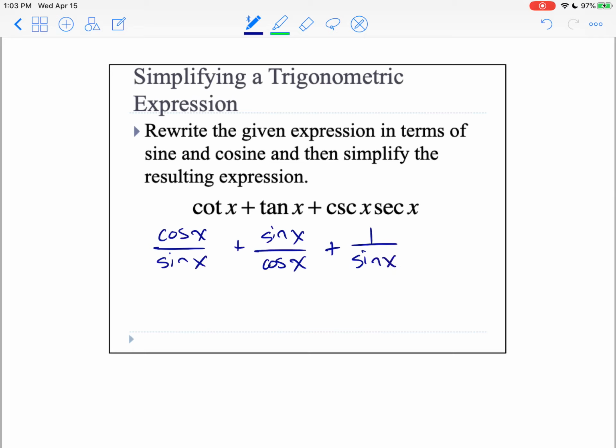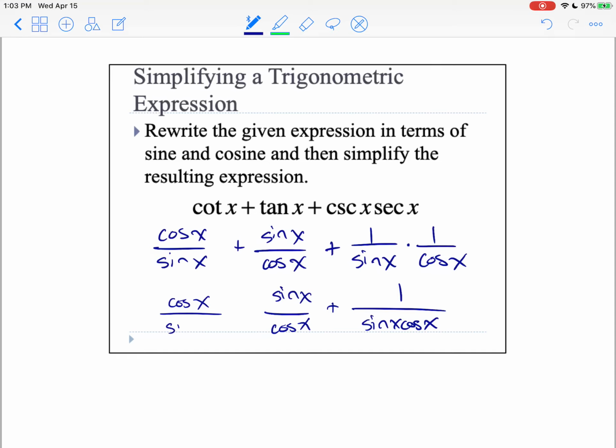And then cosecant is 1 over sine, and secant is 1 over cosine. So I can actually just write this as one fraction. Okay. Now, the next step is to find a common denominator for all three fractions.